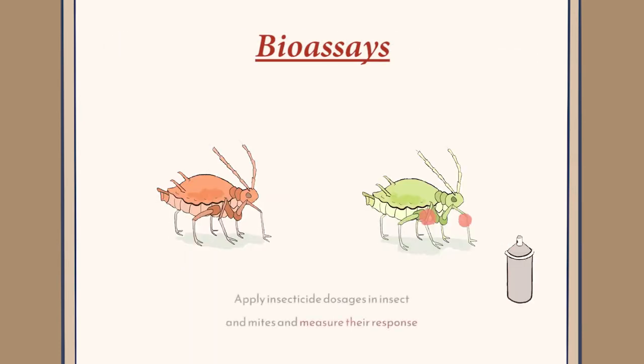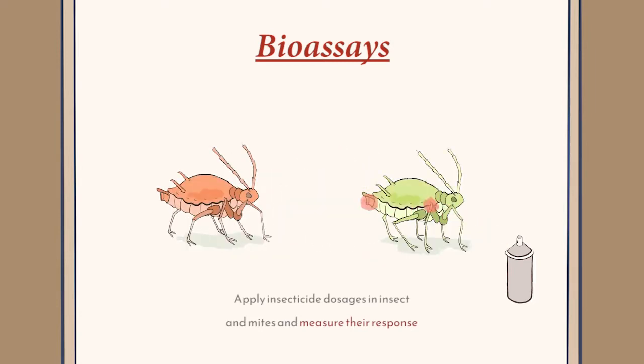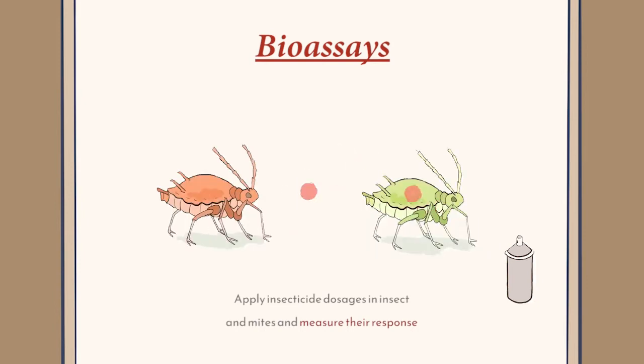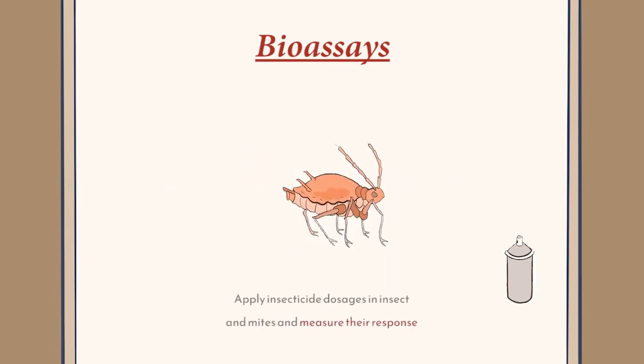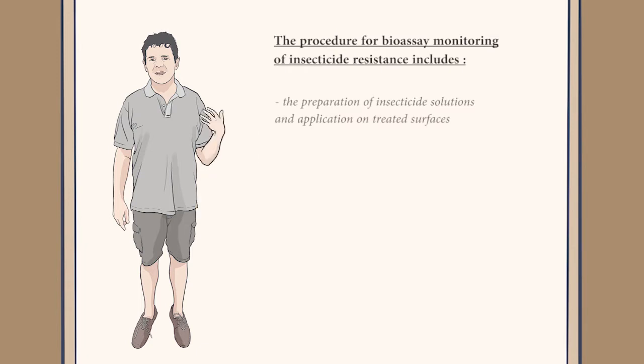In this method, insecticides are applied to the pest insects, and their response to that exposure is measured. So how many insects remain alive and how many die. The procedure for bioassay monitoring of insecticide resistance includes the preparation of insecticide solutions and application on treated surfaces or incorporation in the insect diet using proper safety precautions, absolutely essential when dealing with insecticides.